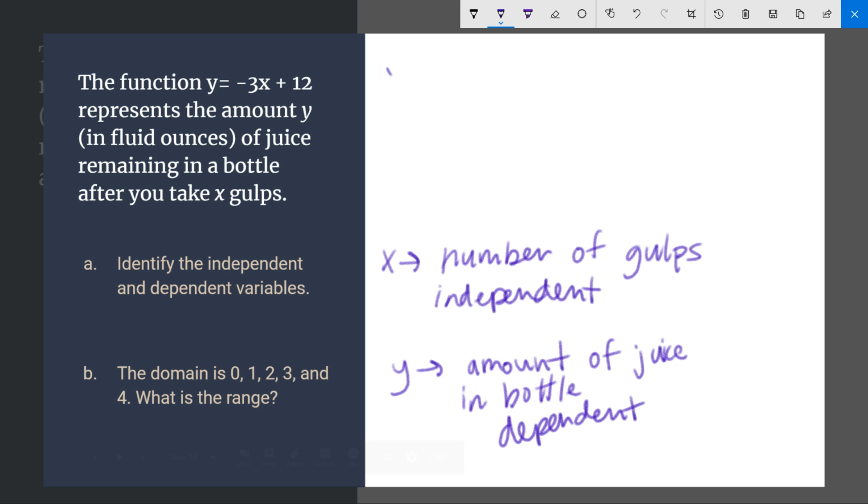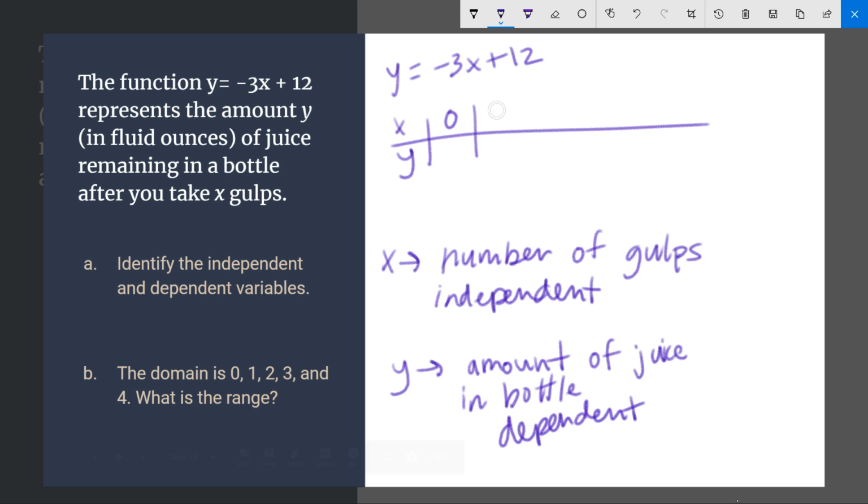So we are given some domain values and we're trying to figure out what the range is. So I'm just going to use our equation, y equals negative 3x plus 12, and I'm going to start a table to keep track of my domain and range values. Because if you just start plugging in the x values and figure out what the equation solves to, you figure out the y value.